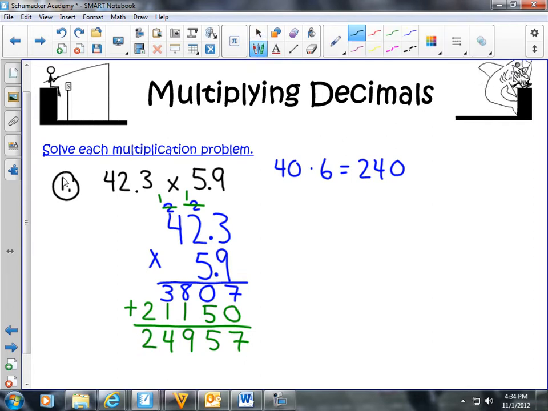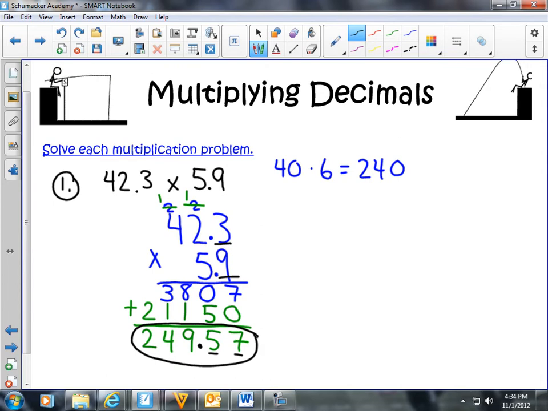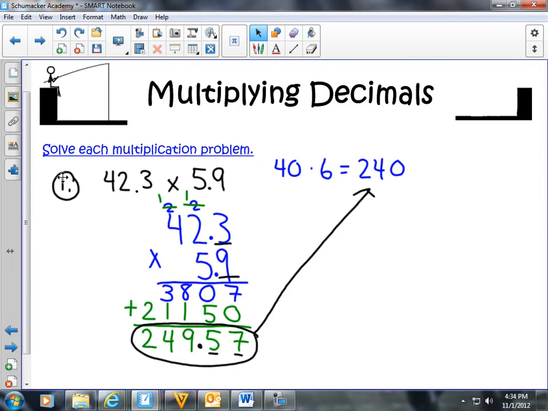This is a very critical part. I need to find out how many digits were to the right of the decimal in the problem. So I have one digit here, and then the second digit here. 2 digits to the right, therefore I have to have 2 digits in my answer to the right, and so my decimal point will go right between the 9 and the 5. And if you look at my answer, 249.57, that is very, very close to our answer estimate of 240.